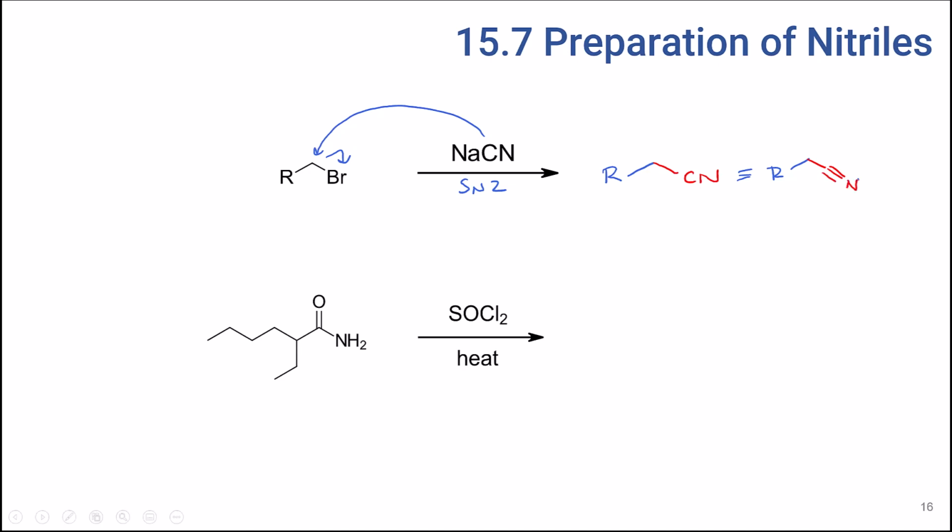And if we have an amide, we add thionyl chloride, which in other reactions we've seen it used to replace an OH with the Cl. Here it's going to act as a dehydrating reagent. It's going to remove the oxygen, this part of it, and form the nitrile. So that's the nitrile that forms. So this is the carbon here, same carbon right there.